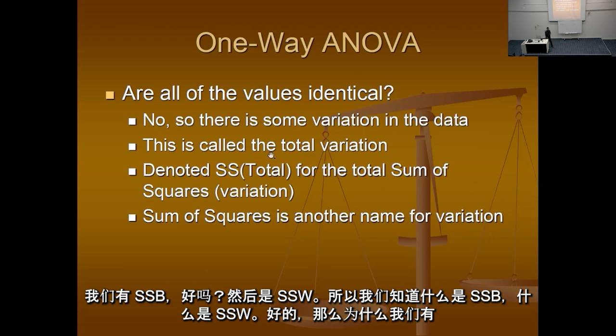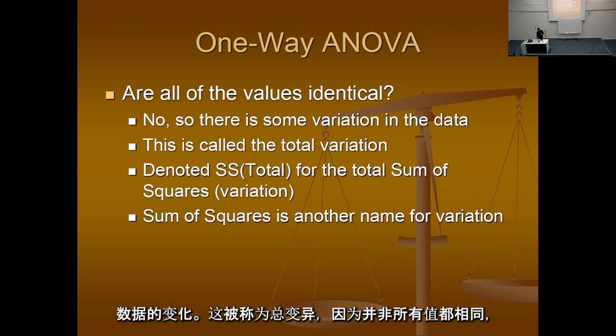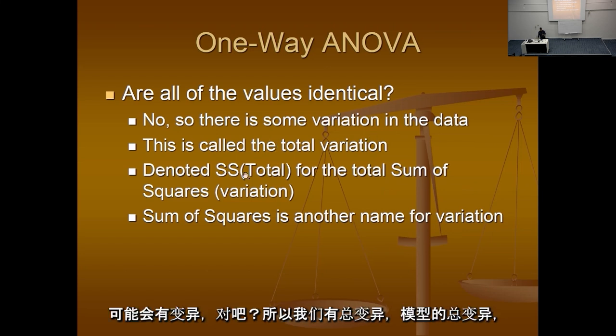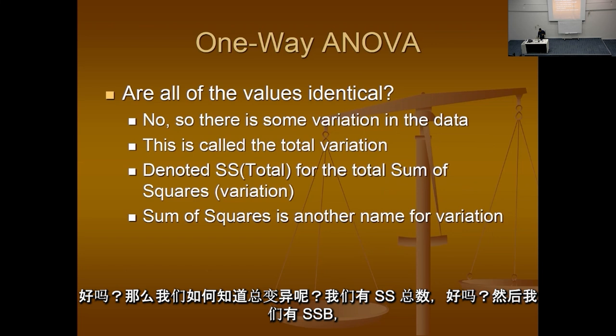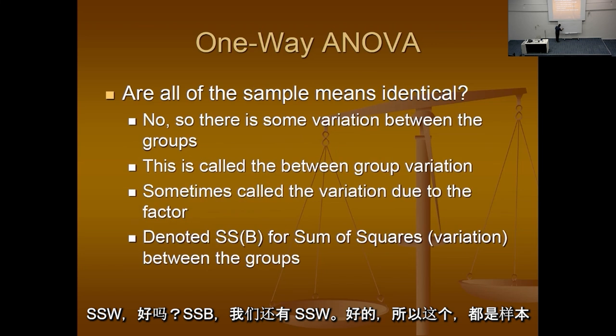So why do we have variation in our ANOVA model? Because, first, there is some variation in the data. This is called the total variation, because all the observations in each of the categorical classes are not identical. So we have the total variation of a model, which we write as SS total. And then we have SSB and also SSW.